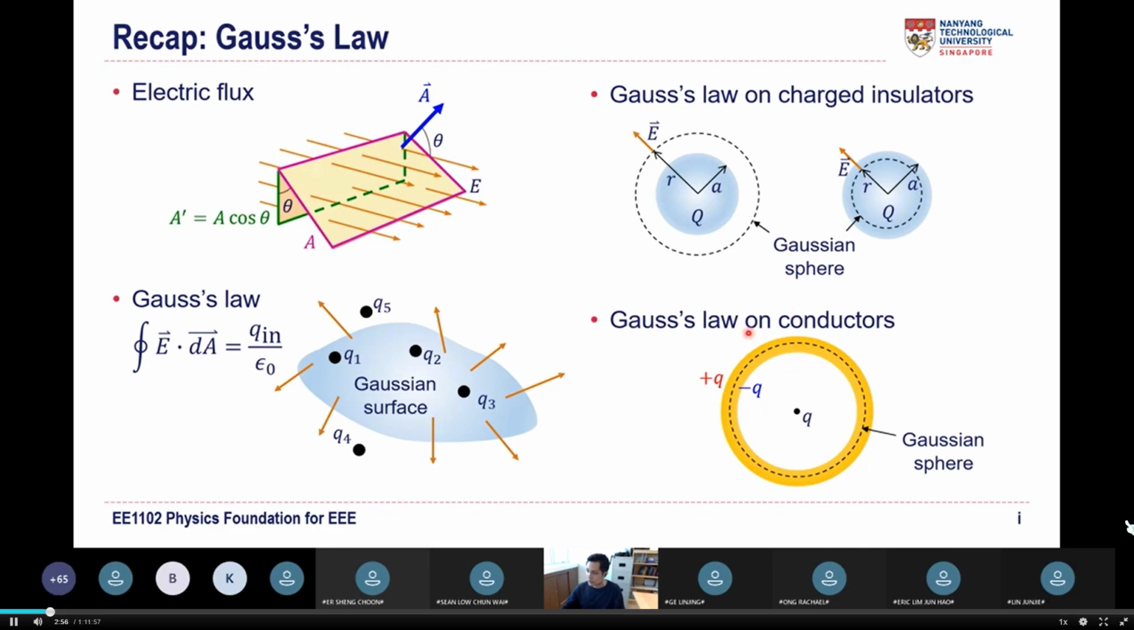For conductors, you also need to make use of the fact that inside the conductor, the electric field is 0, and all the net charges will accumulate on the surfaces of the conductor. In this spherical shell conductor, there are two surfaces, one inner, one outer. The charges will be distributed over these surfaces, and to find out exactly how much charge gets drawn to the two surfaces, you need to use Gauss's law, as shown in this example.